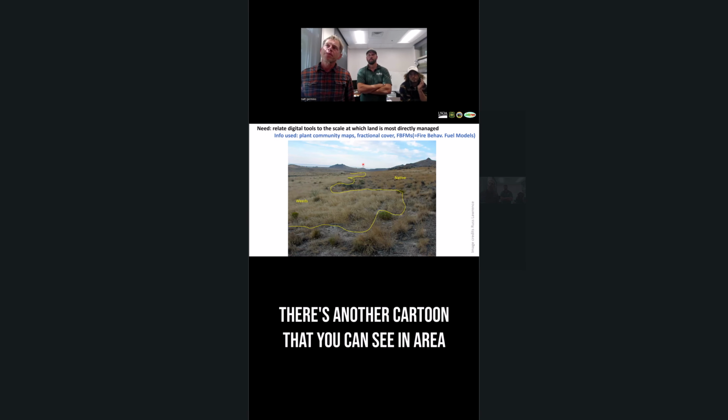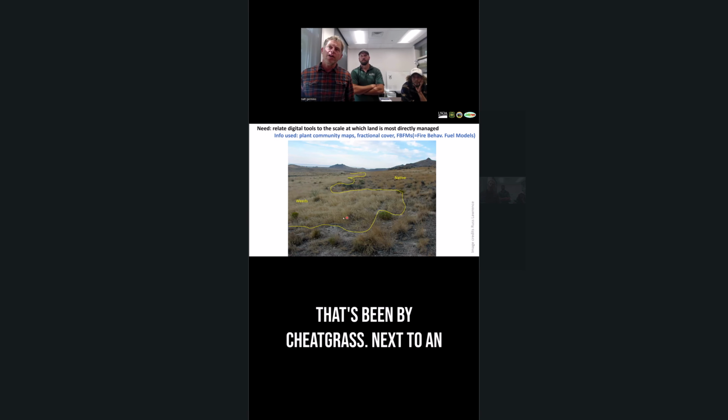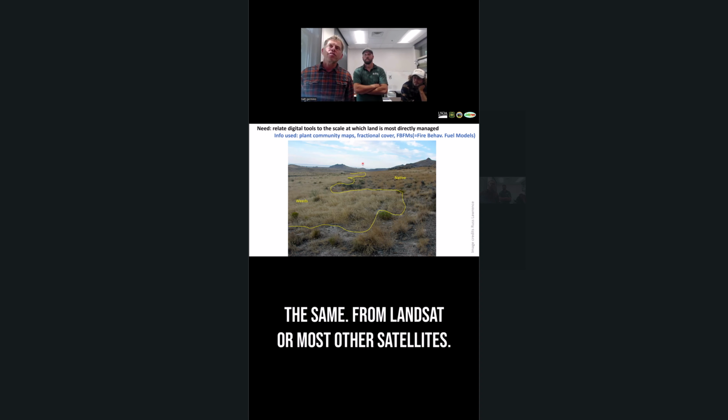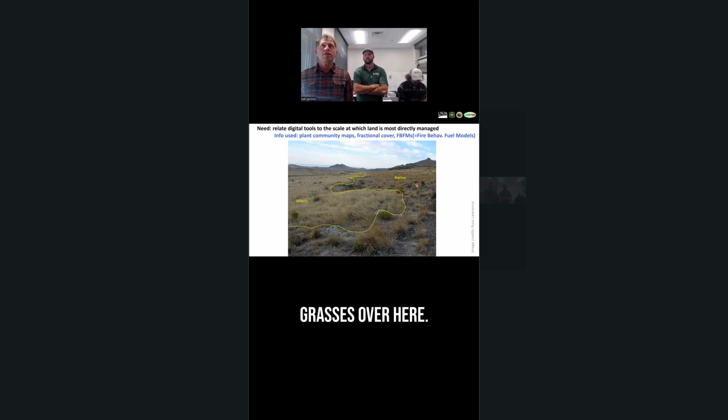Here's another cartoon of it. Here you can see an area that's been invaded by cheatgrass next to an area that is desirable native bunchgrasses, very different fire behavior, very different resistance and resilience in terms of the propensity of this landscape to be stable and staying the same. However, from Landsat or most other satellites, at first blush, these landscapes are relatively indistinct and hard to tell apart. Grass is over here, grass is over here.